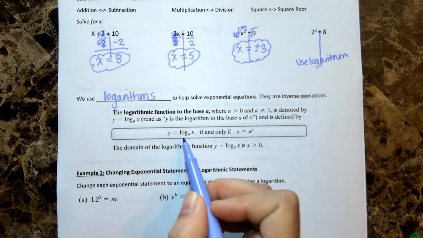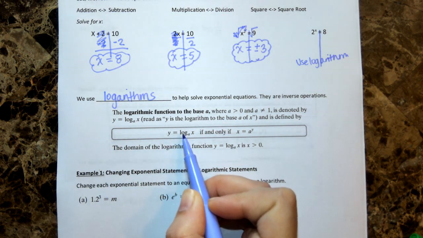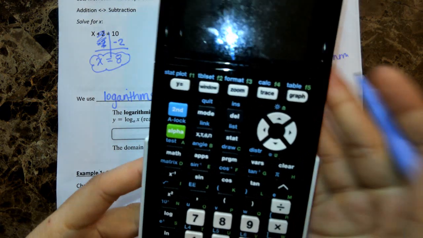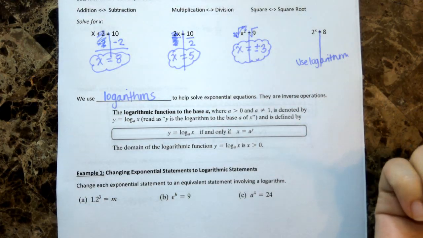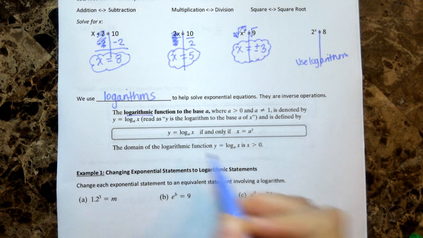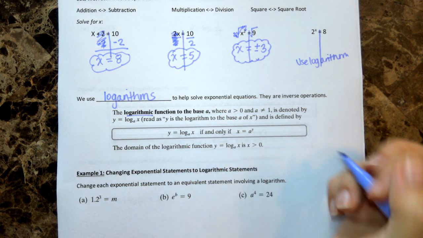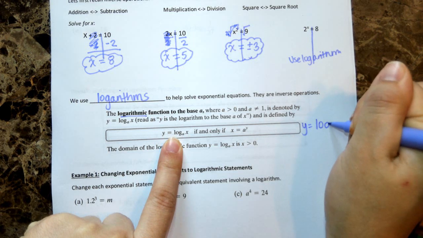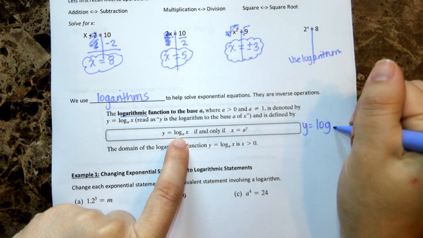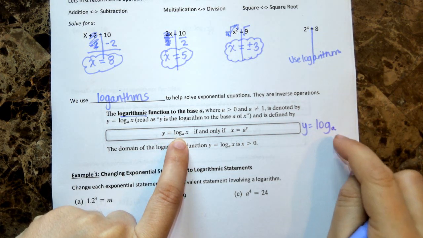It is generally written as log, L-O-G, and you'll even see it as a calculator function right here. I know mine is right here. L-O-G is short for logarithm. I'm going to write this a little larger. Right now it says y equals log, and then there's this little tiny a. That's called our base. It's written on the bottom on purpose.